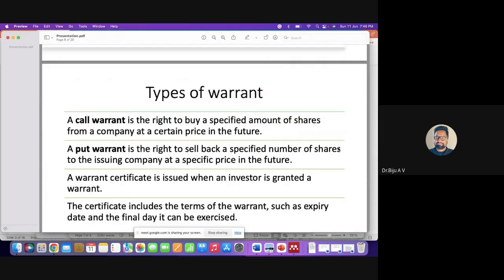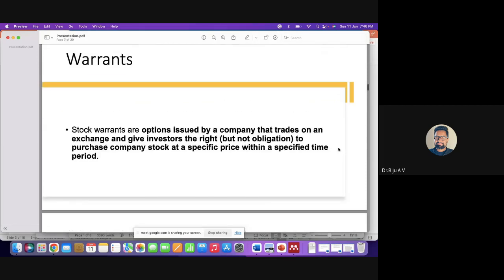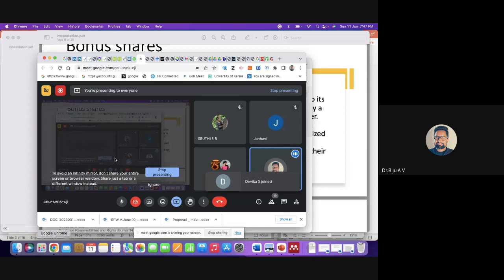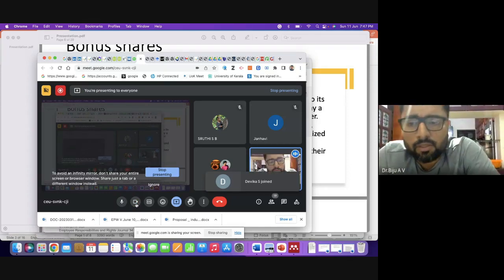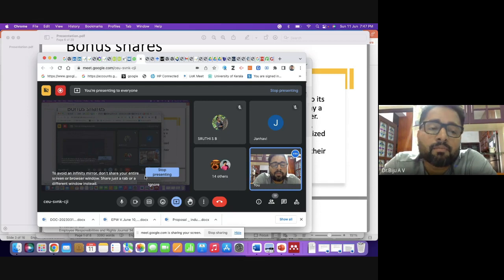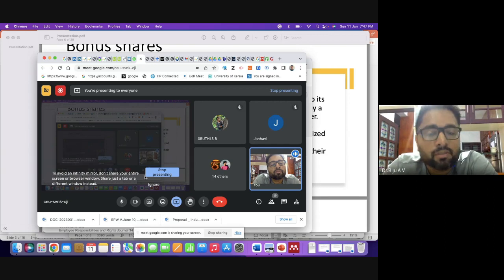I explained warrant, call warrant, put warrant, warrant certificate, etc. And I explained bonus shares, the situations in which the company issues bonus shares, and what happens soon after the company issues bonus shares in the market. Suppose one company issues bonus shares 1:1, so for one share a person holds, he gets one share free of cost. Suppose a person holding 100 shares gets 100 shares as bonus. That means altogether he now has 200 shares.